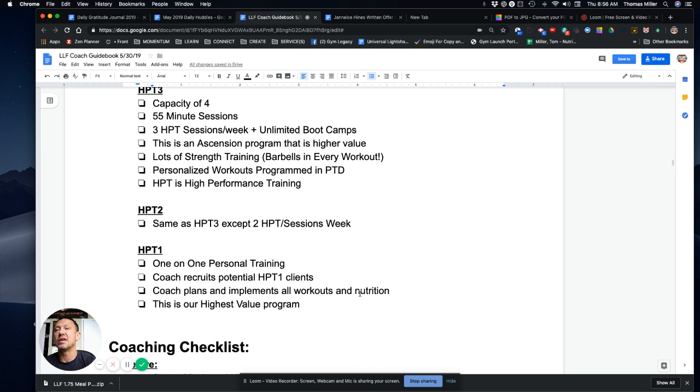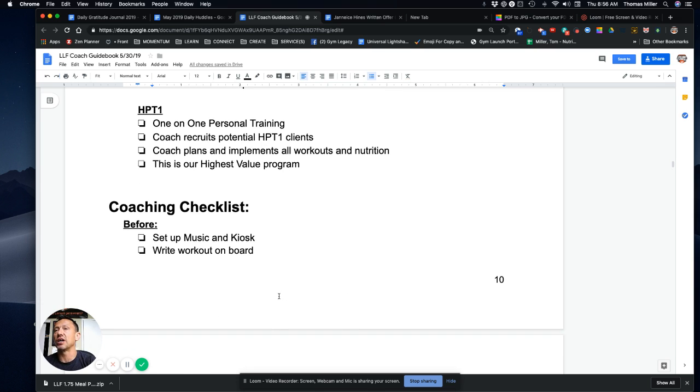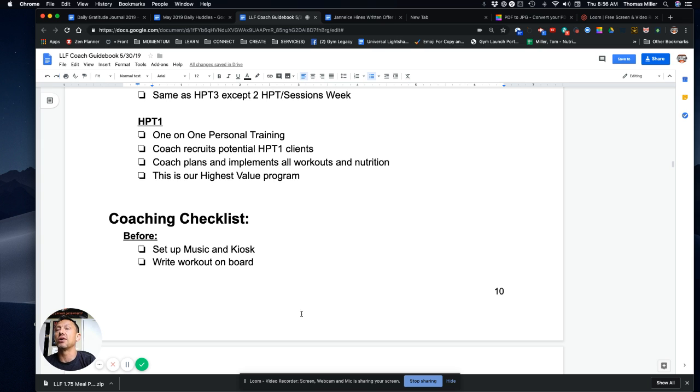HPT 1 is in the works. That is one-on-one personal training. You will recruit your clients. You must be qualified to do so because you'll be implementing their food, their workouts, their accountability, and it will basically be a personal training client where you will get 40% of whatever they're paying, and the starting price for that is $1,500. And it may be 30%. I have to check our commission sheet. All right, coaching checklist. We'll get to that later. So those are the types of sessions we offer in the CrossFUNction family of group training and semi-private.